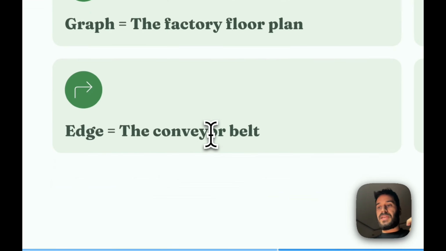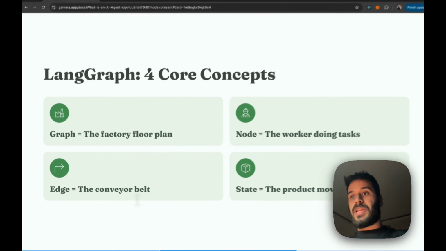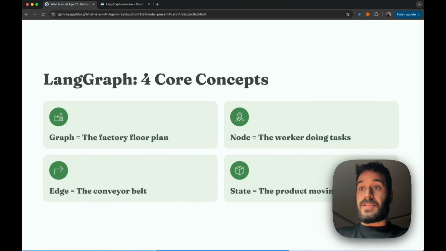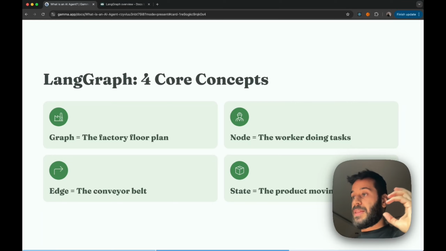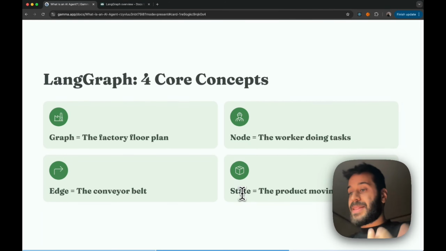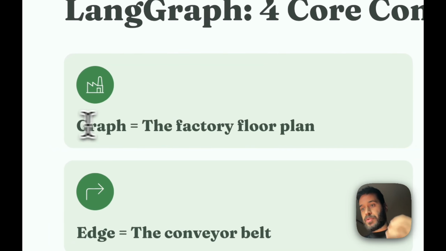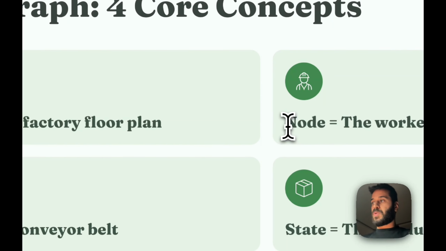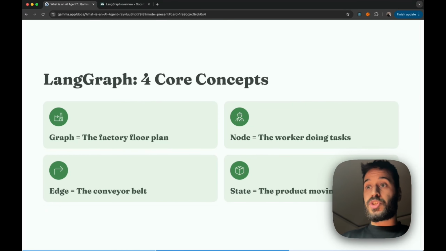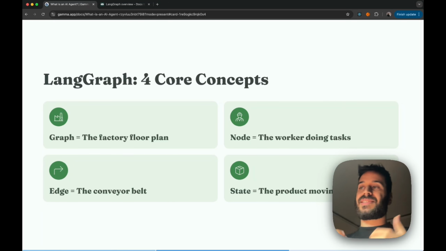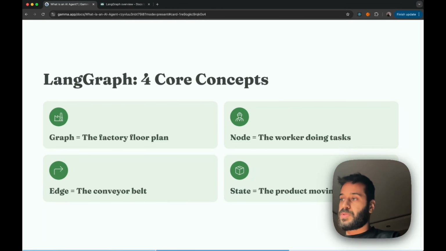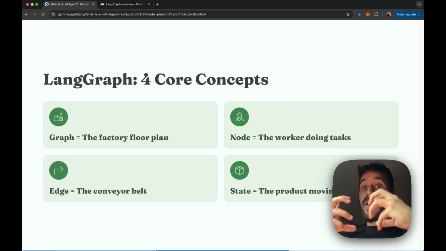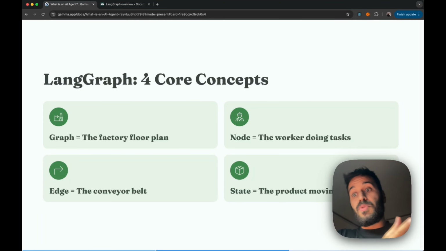Edges can be thought of as the conveyor belt that moves parts or moves the cars between the stages, or the nodes, or the workers of the factory. So for example, at the beginning, we have the separate pieces of the car. So we have the graph, which is the floor plan. We have the node, which is the worker or a step in the process. We have the edge, which moves the parts between the nodes, between the workers. And then we have a state. The state is the product that is moving through. So the state is actually the parts themselves that are being moved through the edges.